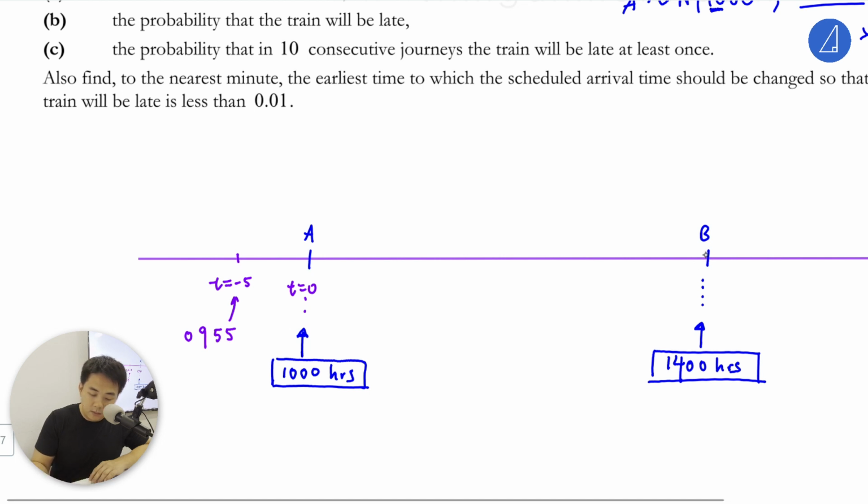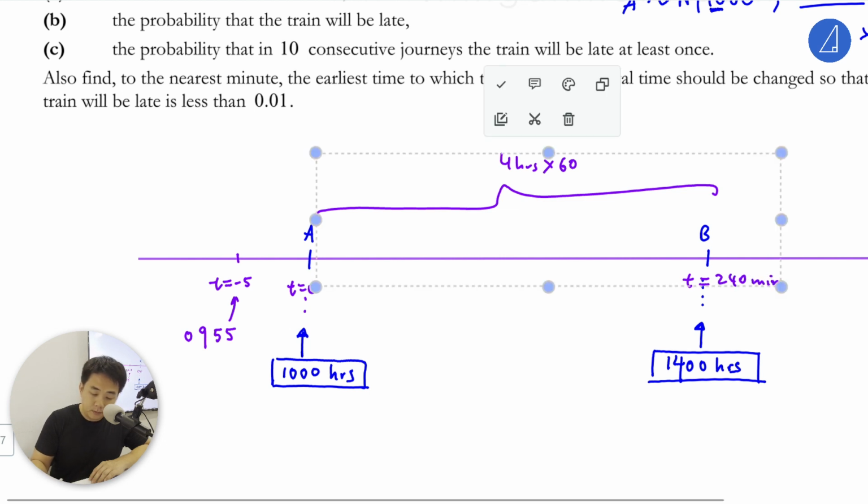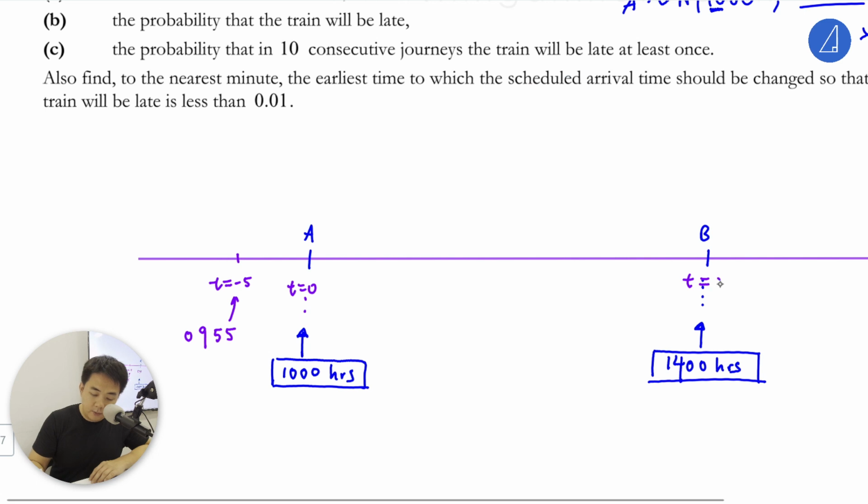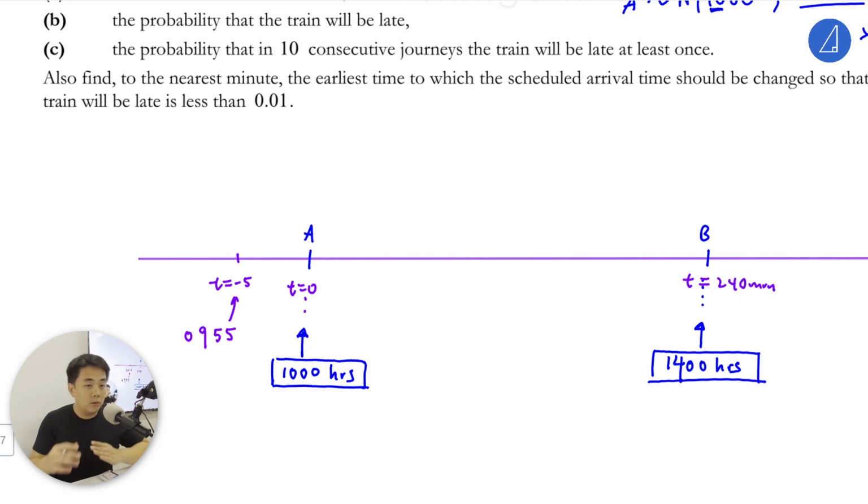So when it's 2 p.m., what would the t correspond to? It corresponds to 4 hours, times 60, so it's 240 minutes. Understand? So this is 240 minutes. That's the case: time is relative. You set 0. The best time to set is to anchor at 10 a.m. Then it's not so confusing.